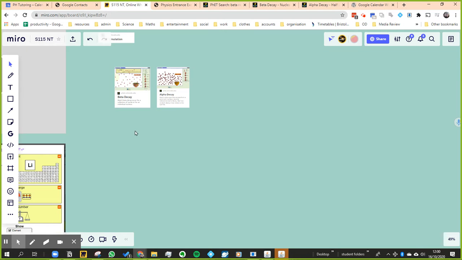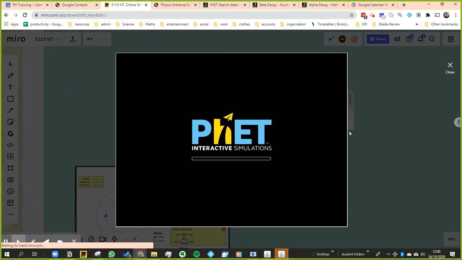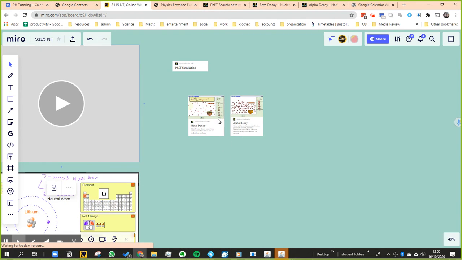So we've got a couple of simulators here as well, and they work a little bit differently to the one on the left. The one on the left is actually in the board, so I can just click on it and the simulator opens up. And obviously wait for it to load. This one, you can't embed it in.